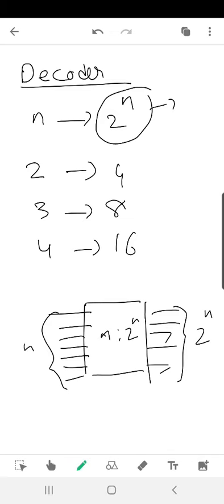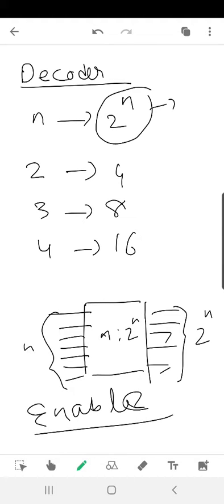We have input lines and output lines in our decoder, and we also have one extra line, which is called the enable input. The enable input is responsible for the working of our decoder. Enable input is the input without which our decoder will not work.